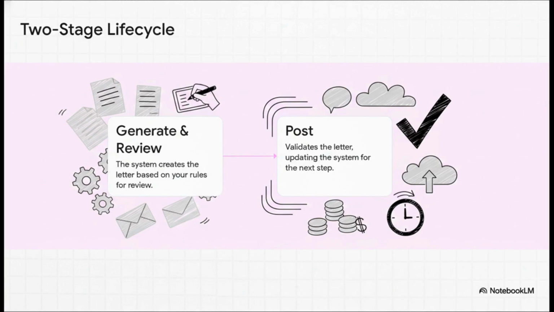First, the system generates the letters. Think of these as drafts. The system says, hey, based on your rules, these letters should go out. You get to look them over. Then, the second stage is to post them. Posting is what makes it official. It's you saying, yep, this is correct, send it. And that's what triggers the countdown to the next step in the sequence.